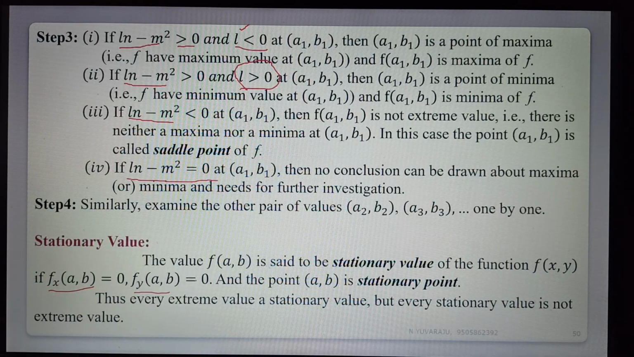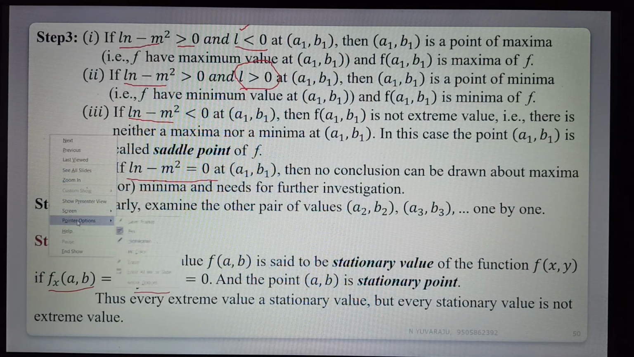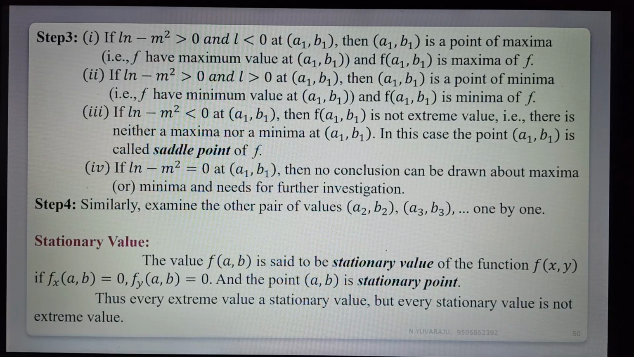Thus every extreme value is a stationary value, but every stationary value is not an extreme value. Extreme value means maximum or minima, but every stationary point may not be a maximum or minimum. However, every extreme value is a stationary value. So this is one of the conditions. Okay, this is the procedure for finding the maximum or minimum. See the examples.